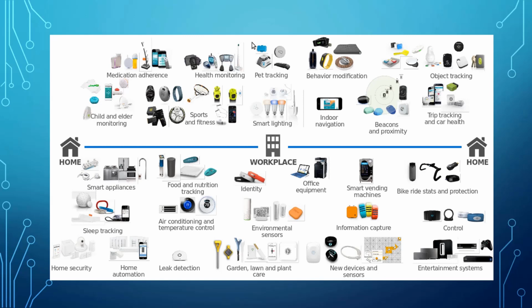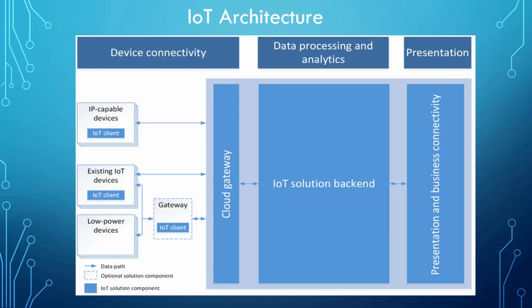Before that, here are some examples of IoT in our daily life which we are using in every sector. We can see here smart lighting, health monitoring, pet tracking, behavior modification, object tracking, indoor navigation, food and nutrition tracking, smart appliances, sleep tracking. So by seeing this image, we can analyze that everywhere we are using IoT. IoT has three parts: device connectivity, data processing and analytics, and presentation. In device connectivity: IP capable device IoT client, existing IoT device IoT client, low power devices, gateway IoT client.